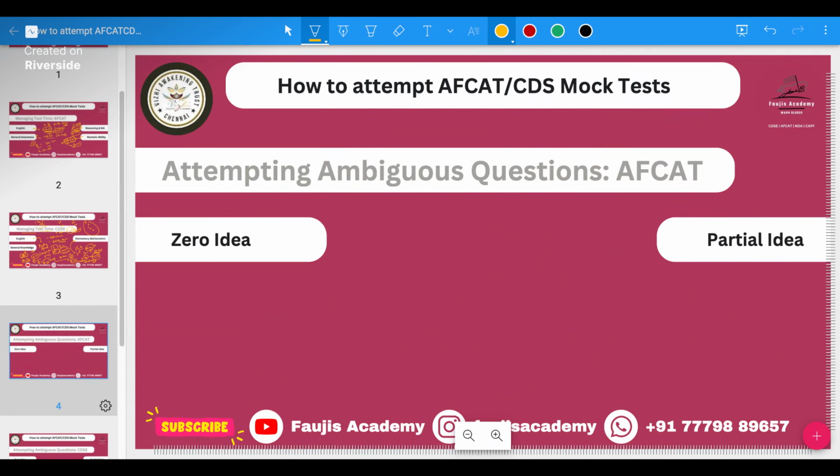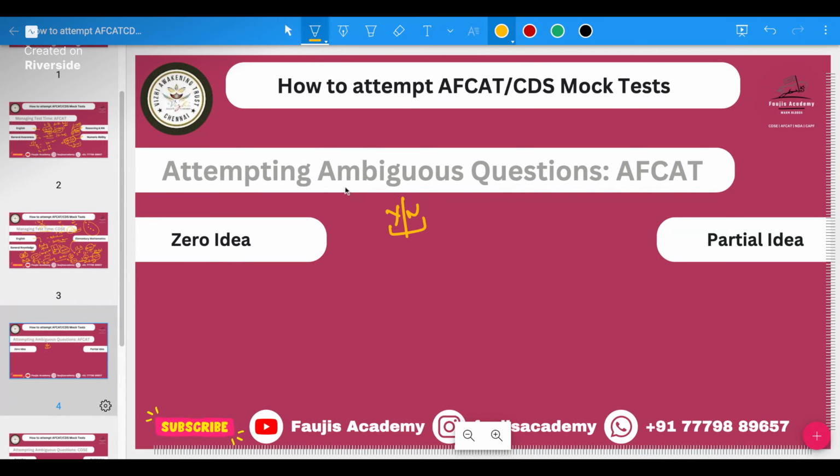Many of the aspirants also have this doubt whether I should attempt ambiguous questions or not. Basically, guesswork. This is what I mean by ambiguous questions. Should you do a little bit of guesswork, yes or no? My answer to this question is yes or no. We cannot say.